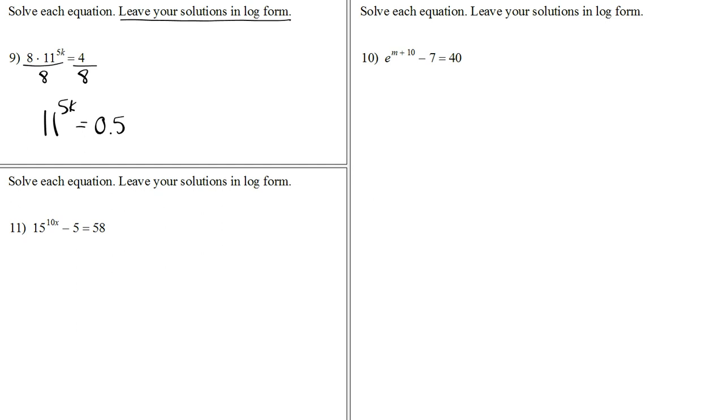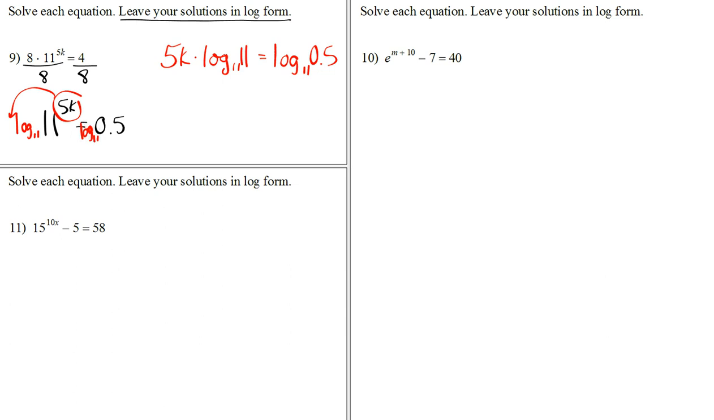Right. And so how am I going to get rid of that 5k? I'm going to do a log of both sides. And the way I'm going to write it is by saying log base 11 on both sides. So golden rule of algebra, do to one side what you do to the other. So I'm taking the whole log base 11 of 11 to the 5k. And what happens is now the 5k comes out front. And then we end up with 5k times the log base 11 of 11 is equal to log base 11 of 0.5.